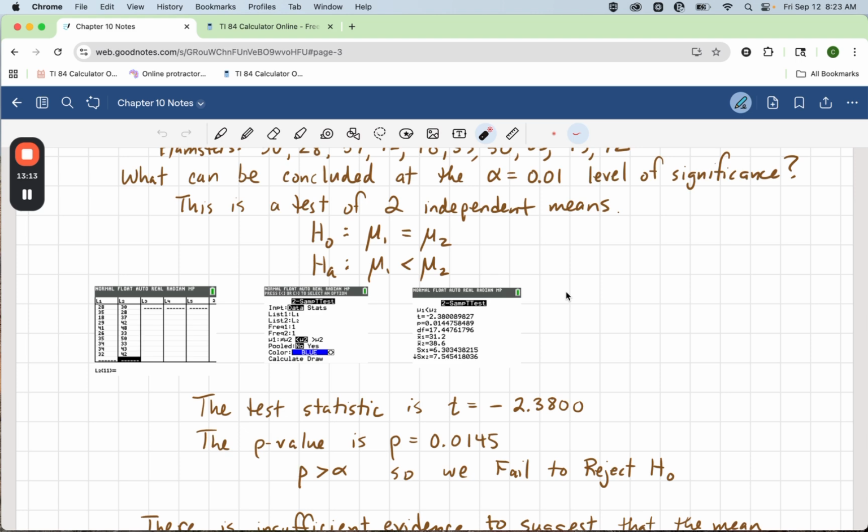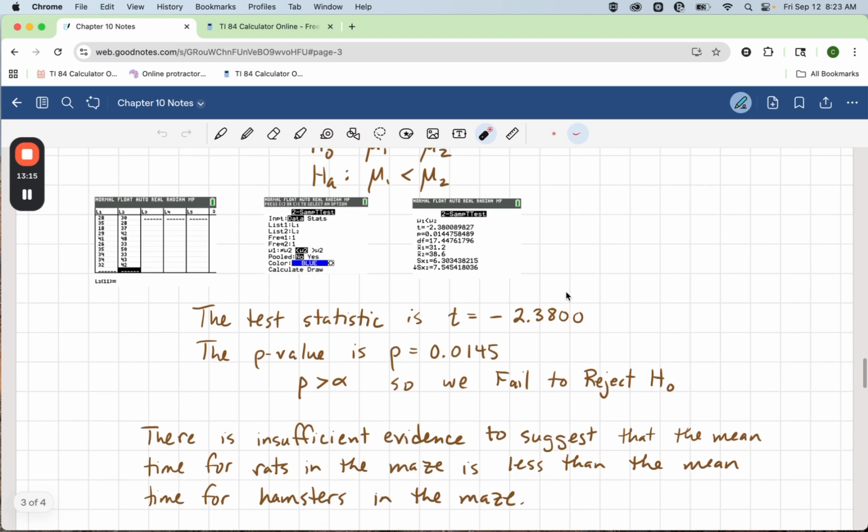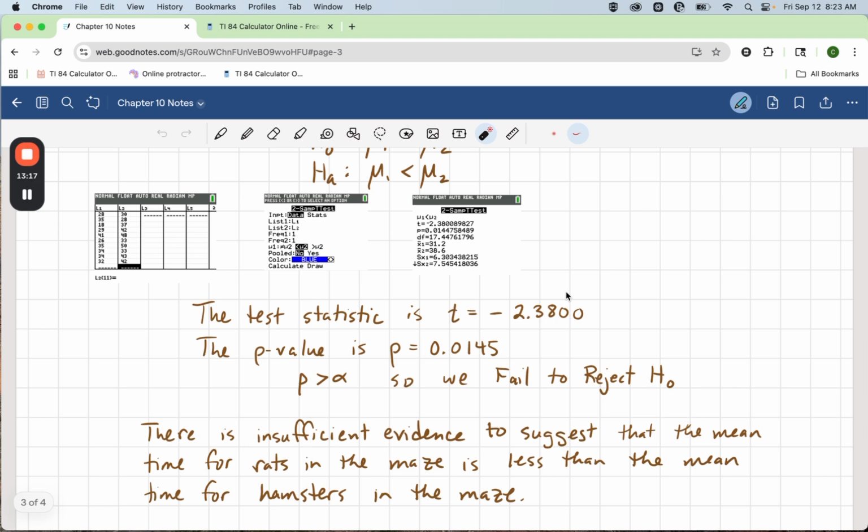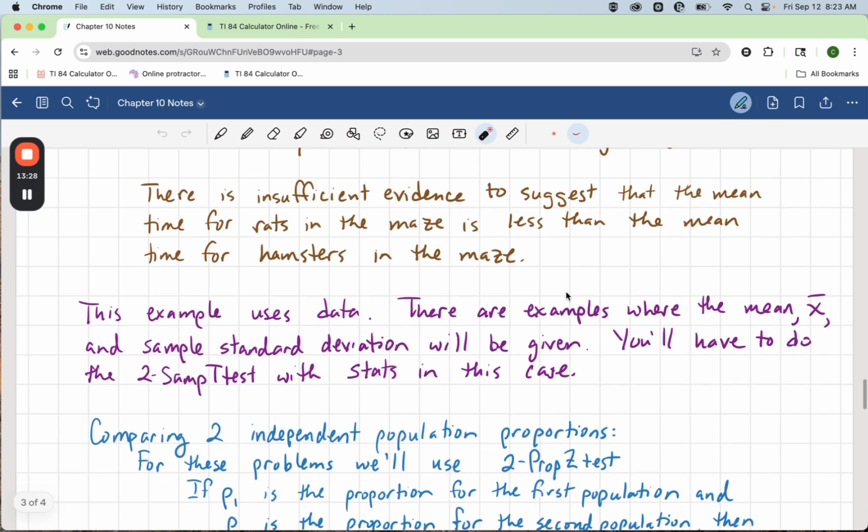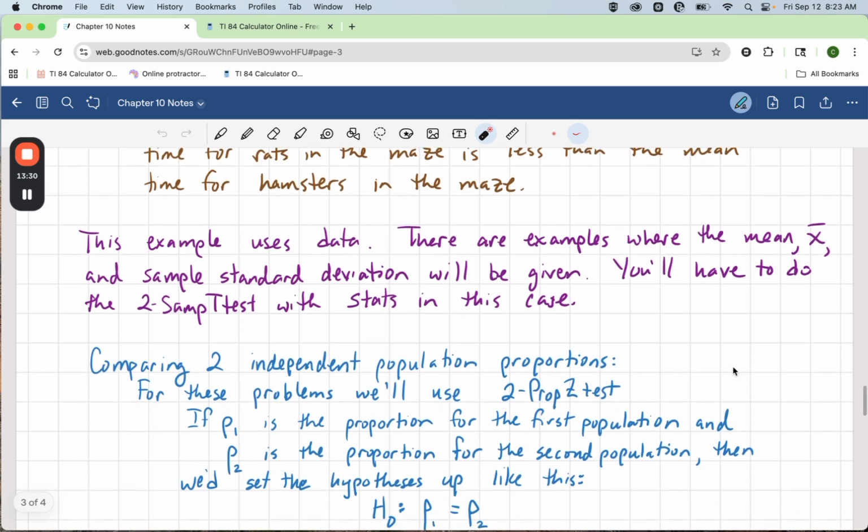Last example, we rejected H0. This one, we failed to reject it. So there's insufficient evidence to suggest that the mean time for rats in the maze is less than the mean time for hamsters in the maze. Okay? So this example uses data. There's going to be examples where the mean and standard deviation will be given. You're going to have to do the 2SAMP t-test with stats in that case, but you should be used to that. All right, you'll be able to put that in the inputs and take care of business.